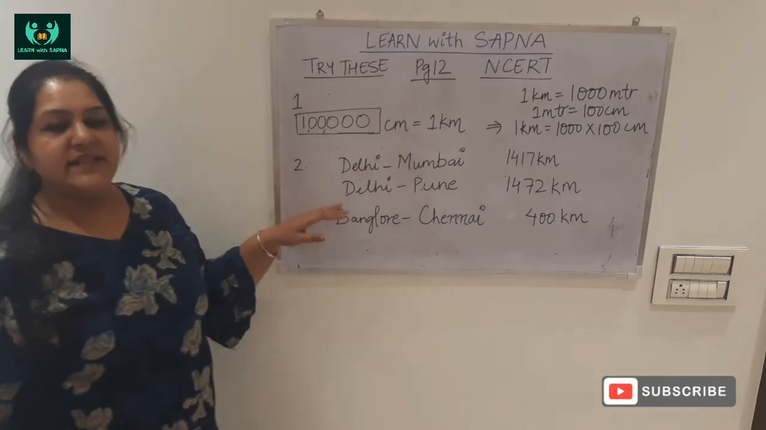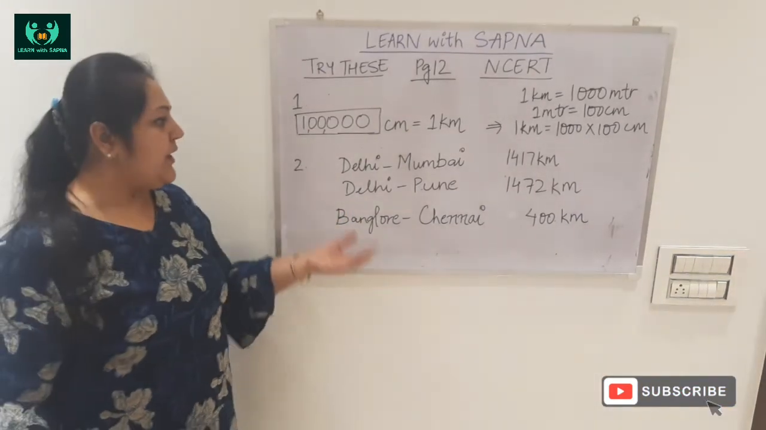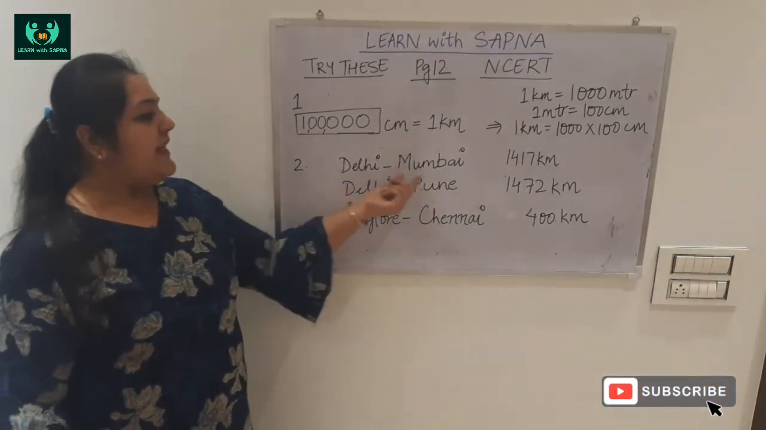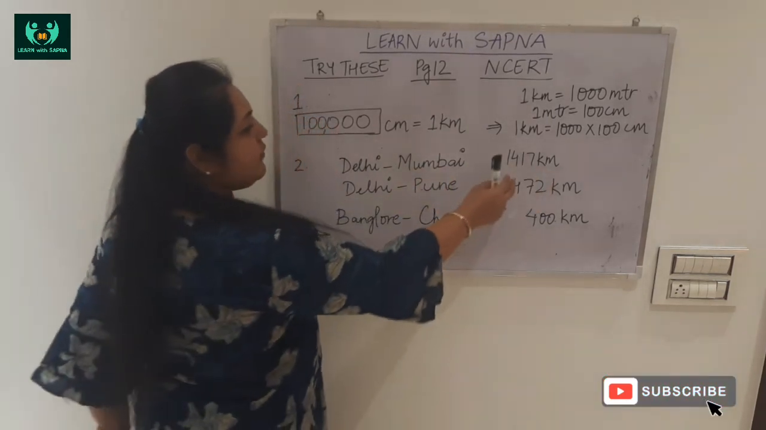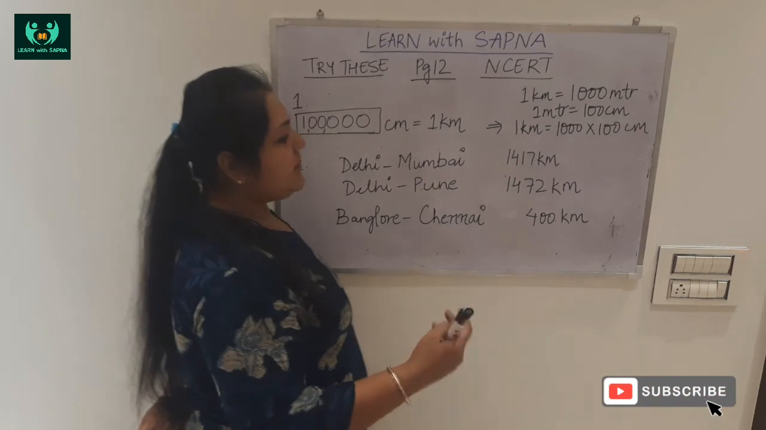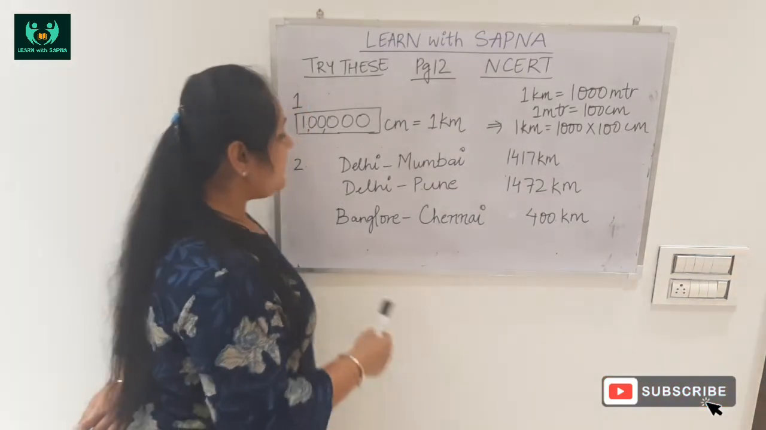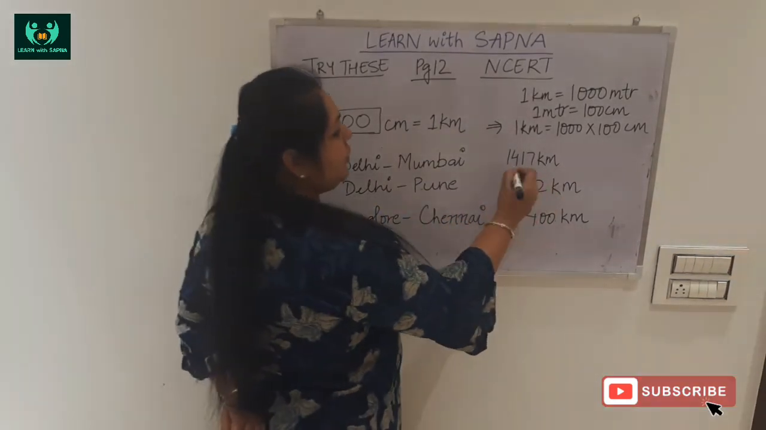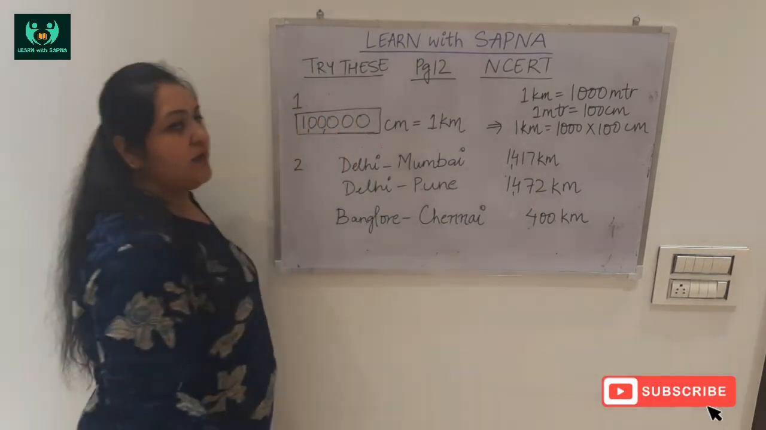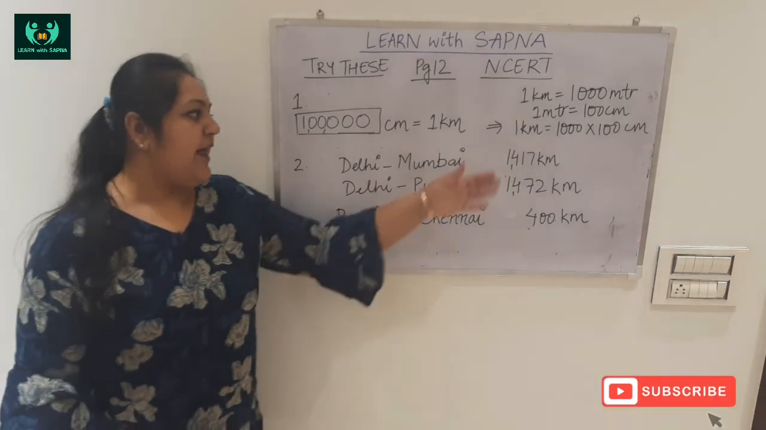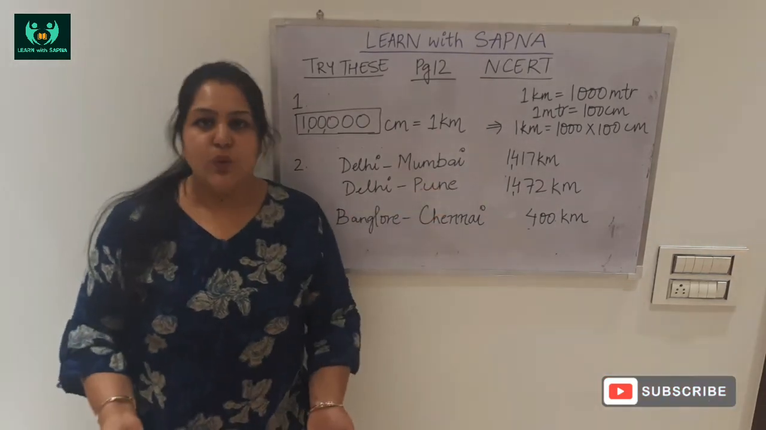Right, now the second part says this you can do from any Google research. You can take any 2 cities, Delhi and Mumbai. I have taken their distance in kilometers. So their distance is 1400. We can write 1417. Delhi to Pune 1472. Bangalore to Chennai 400 kilometers. You can take any 2 cities. You can calculate their distance. You can do the Google research in that.